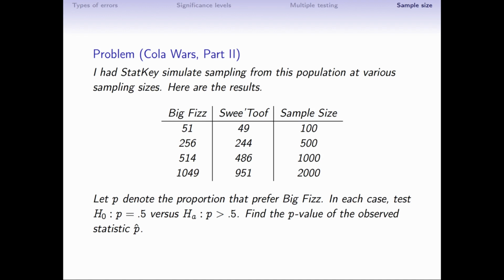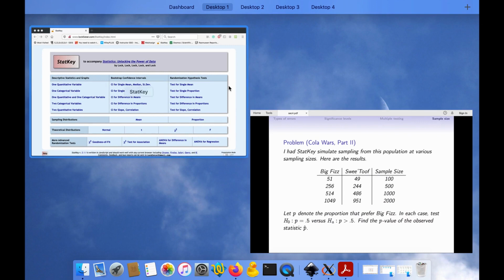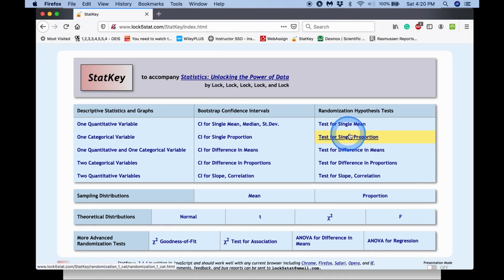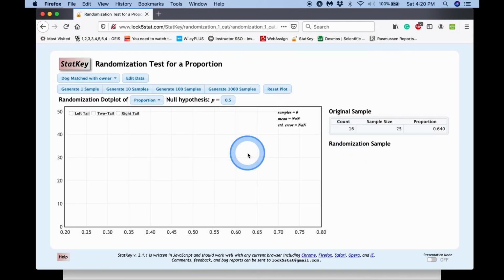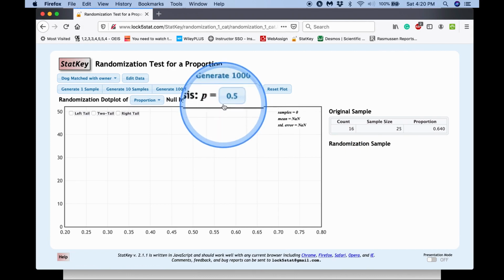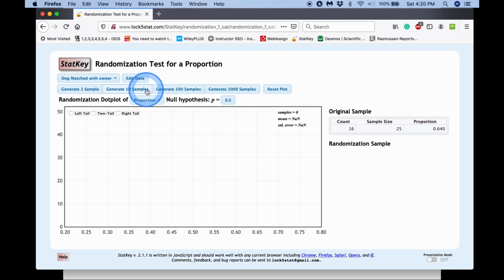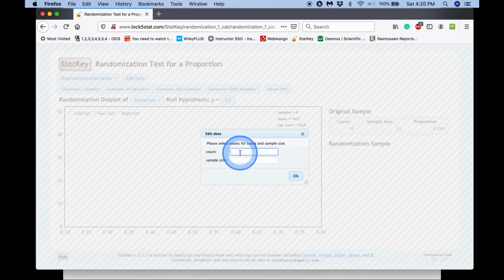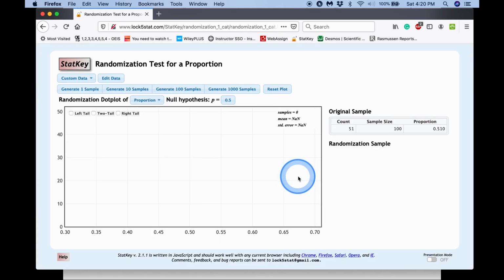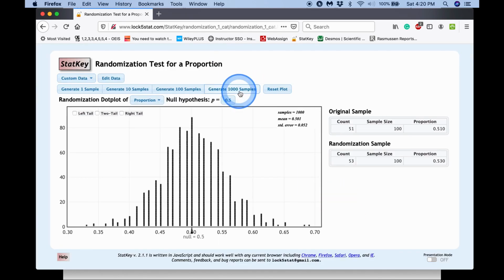So let's go to StatKey. We're doing a test for a single proportion. The null hypothesis is set here at p equals 0.5, and what we're going to do is edit the data. And in our first case, we had 51 out of 100 that preferred Big Fizz. So we're going to generate several thousand samples.